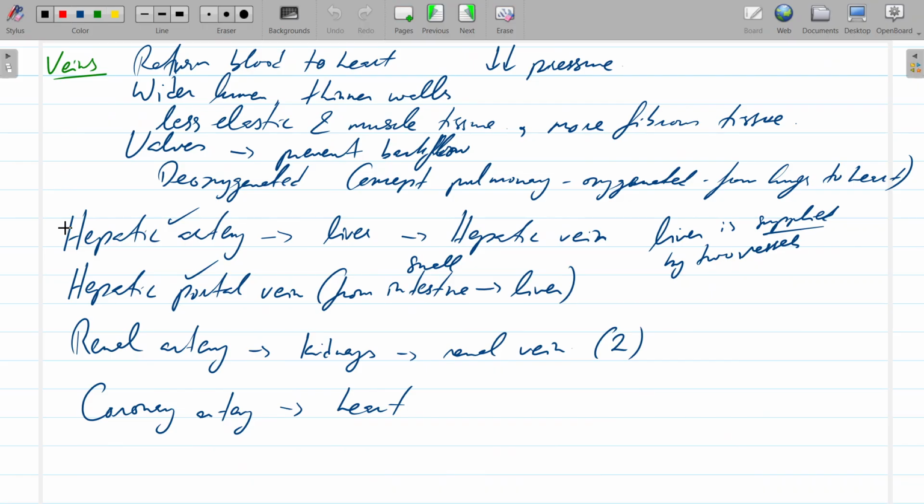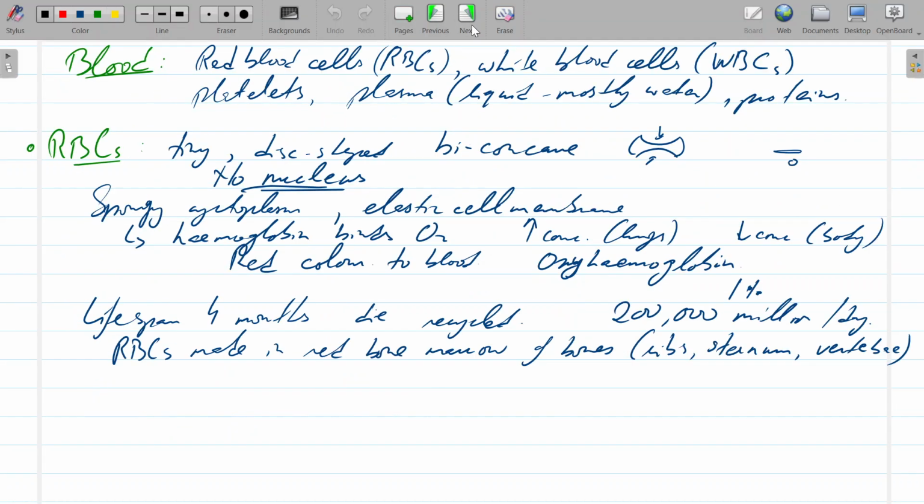Then certain major arteries and veins, you got the hepatic artery that goes to the liver and then exits as the hepatic vein. You've got the hepatic portal vein going between the small intestine and the liver. You've got the renal arteries going into the kidneys and then leaving, and so there are two kidneys, and you're going to have two arteries and two veins. The coronary artery supplying the heart, the pulmonary arteries supplying each lung, and then the pulmonary veins coming back from each lung, joining up together and entering the heart as one. Those are some of the major ones.